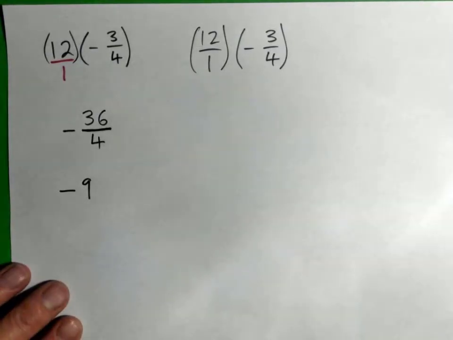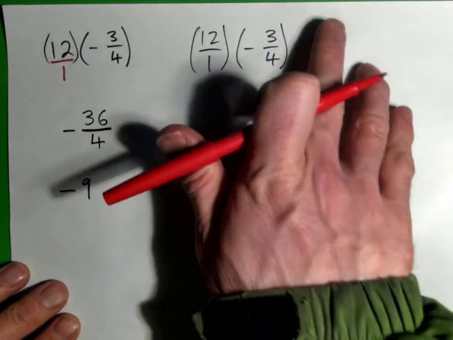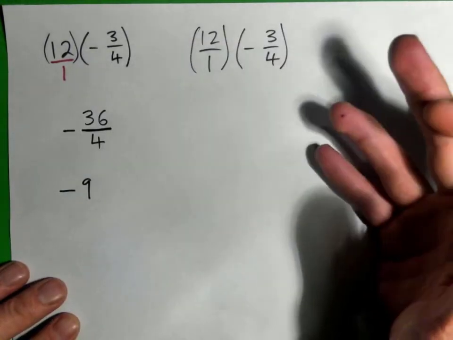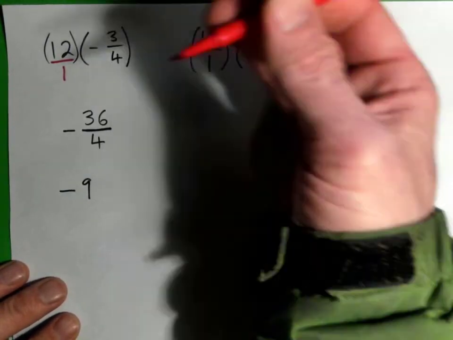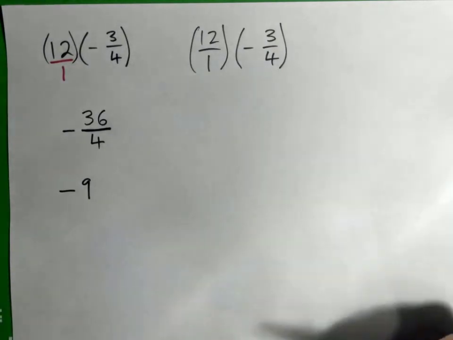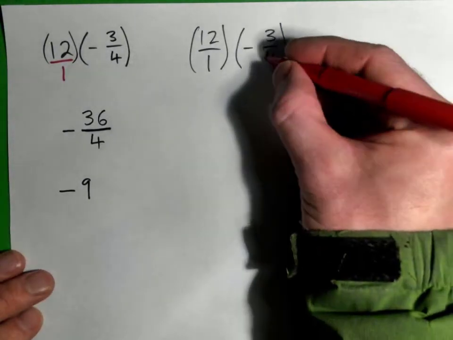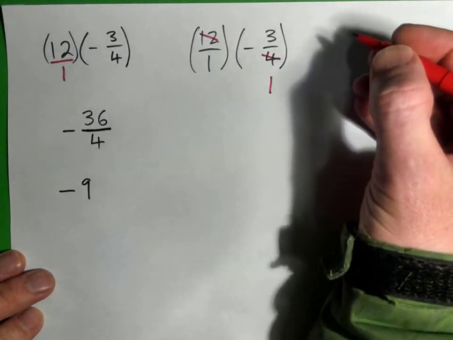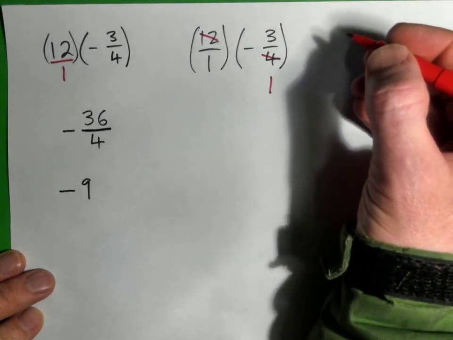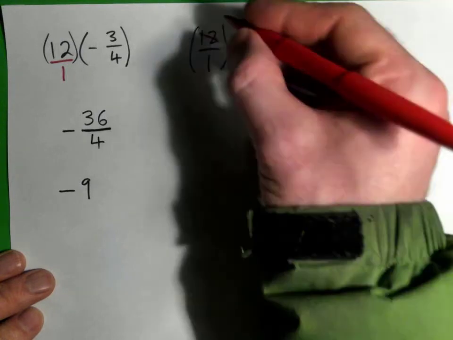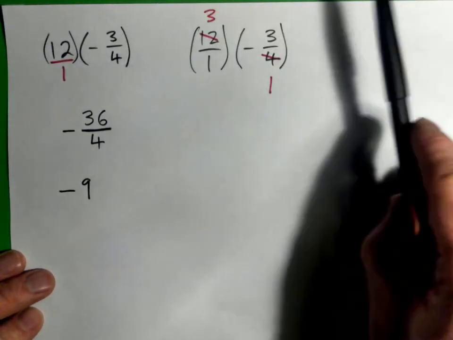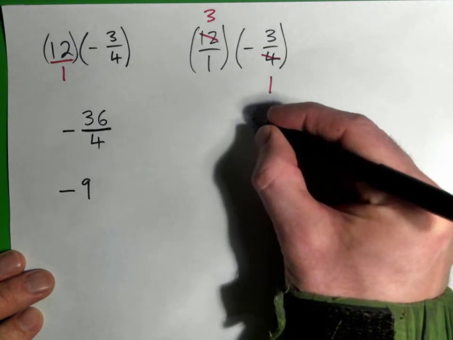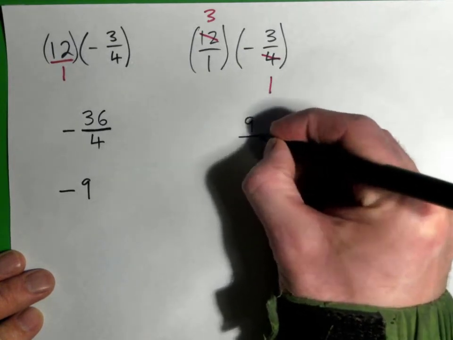Now the other way to do it, and probably the more efficient way, and the way I would like y'all to learn, is to cross cancel before you multiply, because it's less work. It's more efficient, right? So 4 into 4 goes once. 4 into 12 goes 3 times. Yes. So now we have on the top 3 times 3, which is 9. And on the bottom, 1 times 1.